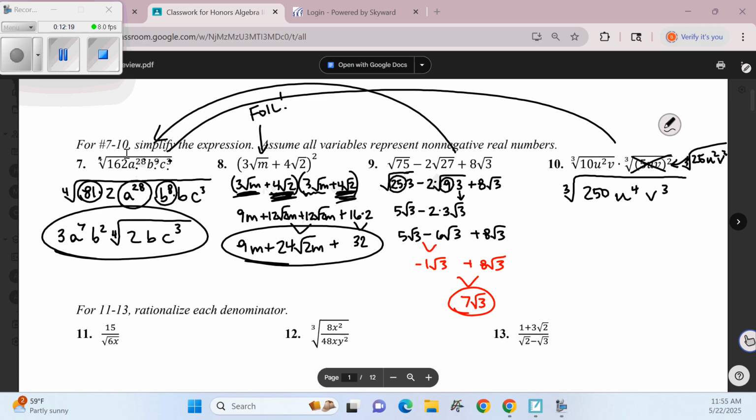And so now we're going to look at this like we did in number 7, and I'd say, well, 250 is not a perfect cube, but 125 times 2, the 125 is a perfect cube. U to the 4th, 4 is not divisible by the index of 3, but we could write this as u cubed times u, and then the v cubed is divisible by that index 3, so these are also perfect cubes here. So when we take the cube root of 125, we get 5. The cube root of u cubed is just u, then v, and then we're left with the cube root of 2u.